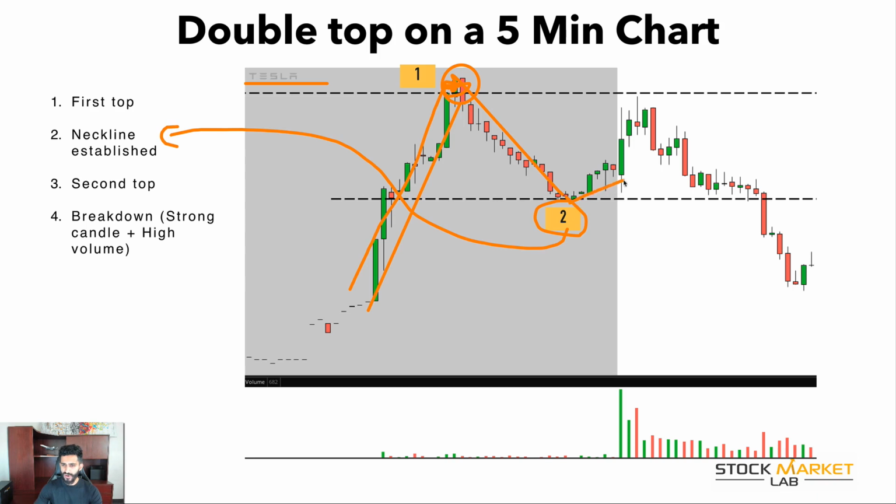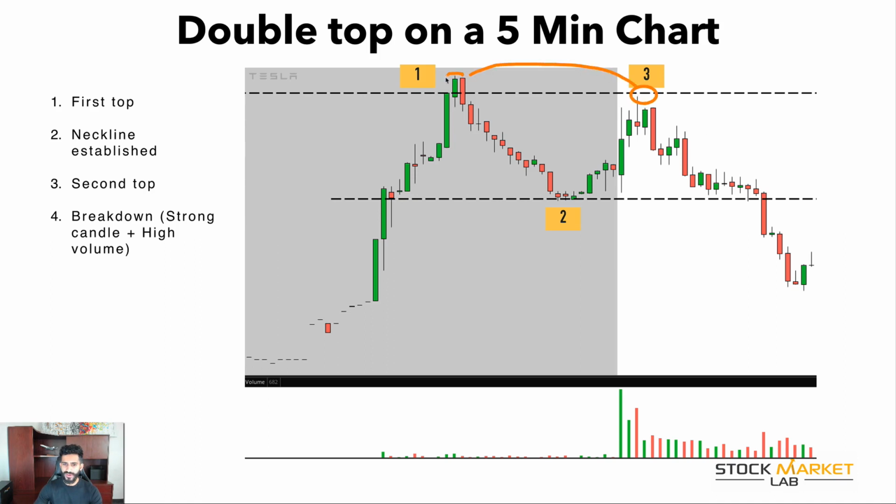You can see it starts going up again, and it gets rejected from a similar top, a similar level. Now, if you notice, they're not exactly the same. And as I've mentioned before, they're never going to be the exact same points. The idea is to get it around a level. You can see the same level, rejection. So the second top is now formed.